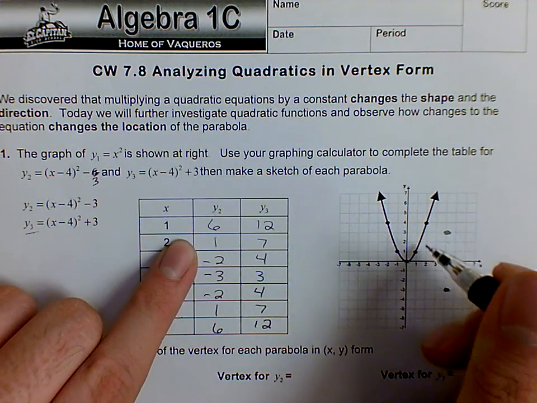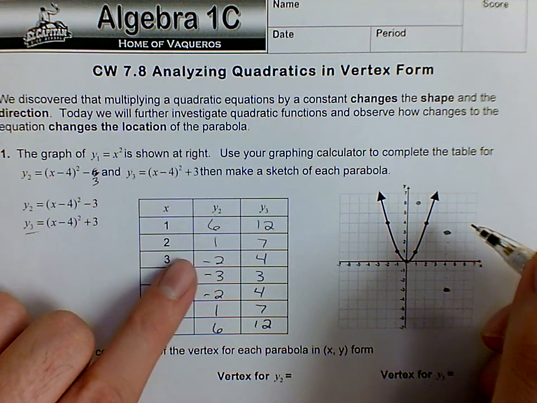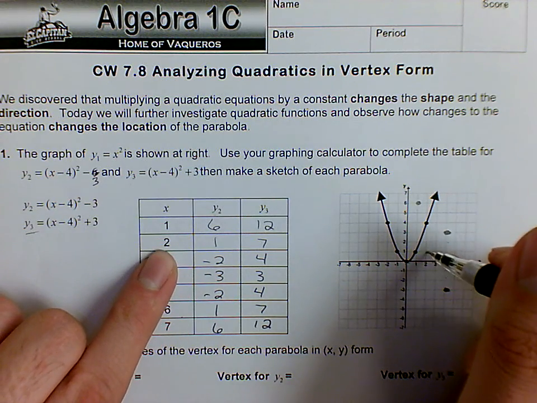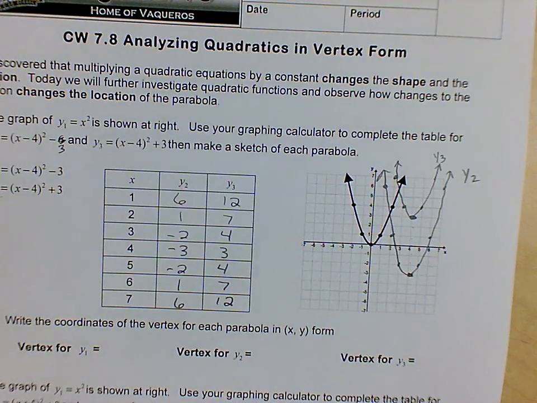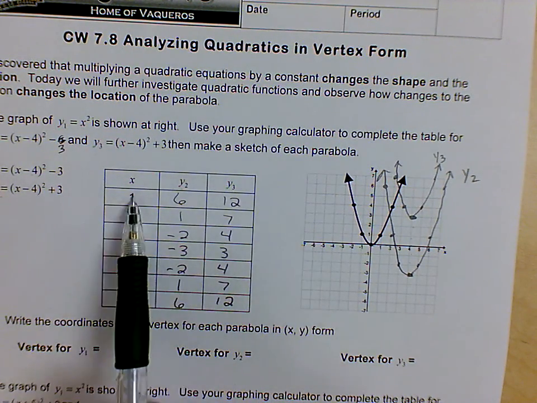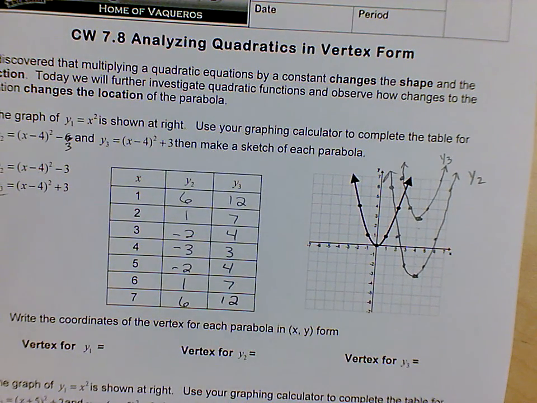So 1, 6. 2, 1. Go ahead and plot the points, okay, and draw the parabola. Right, and you should have something that looks like that. Notice we couldn't graph 1, 12. And we couldn't graph 7, 12. And that's okay. We don't need to sketch the graph.